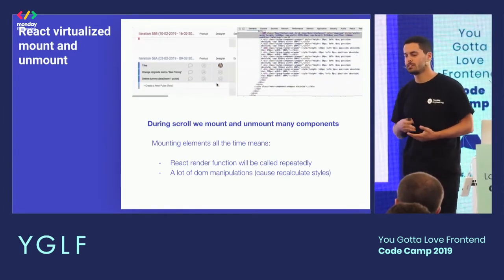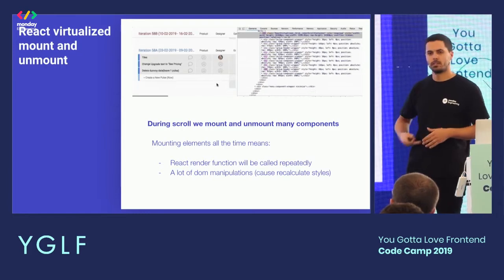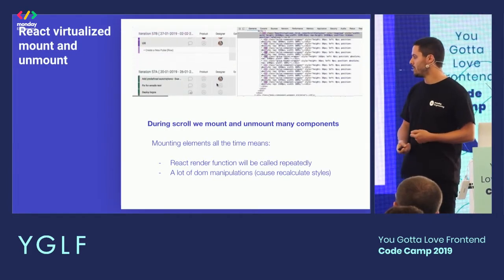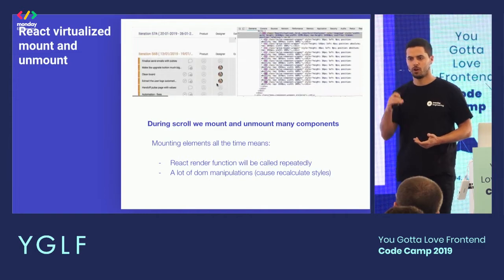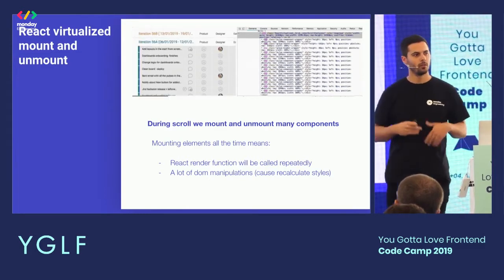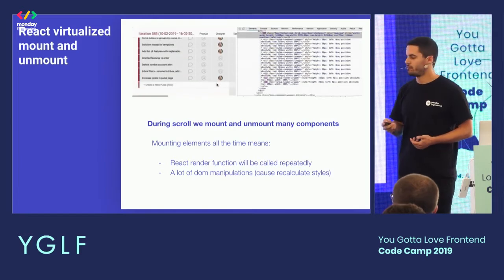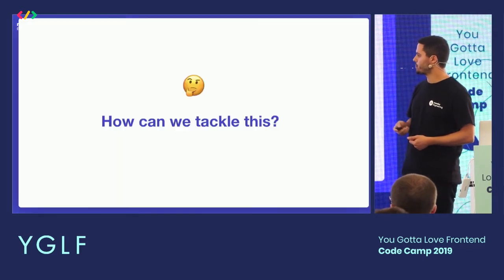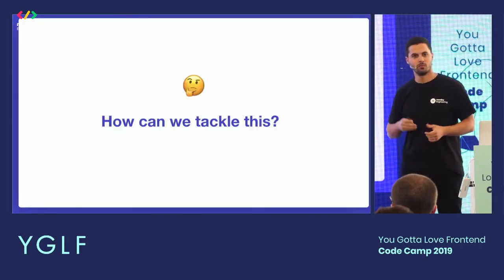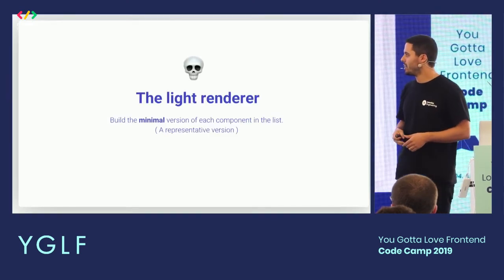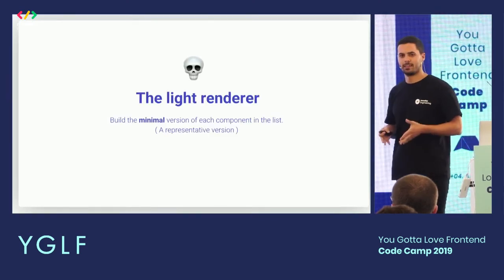So what actually happens here is that React render is called for each element that is added on the bottom, and every time we remove an element from the top, we need to recalculate the styles of all the elements in the list. This is obviously not efficient at all, but how can we tackle it, and what did we do at this point in time? So what we did was the light render, okay?